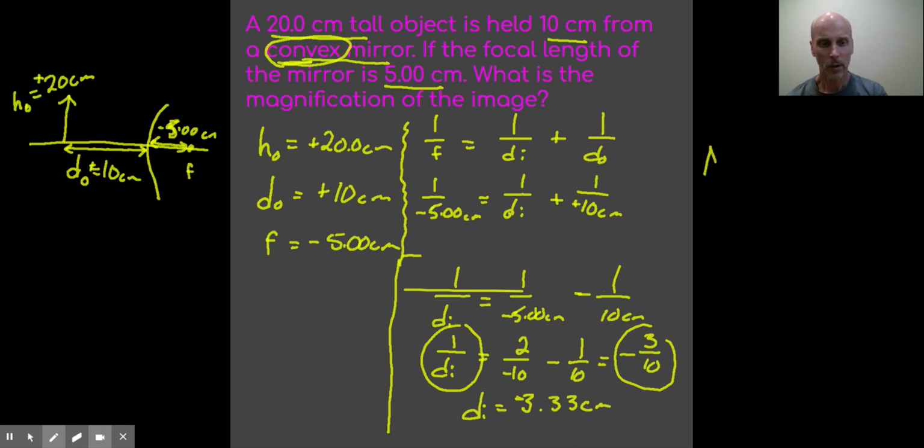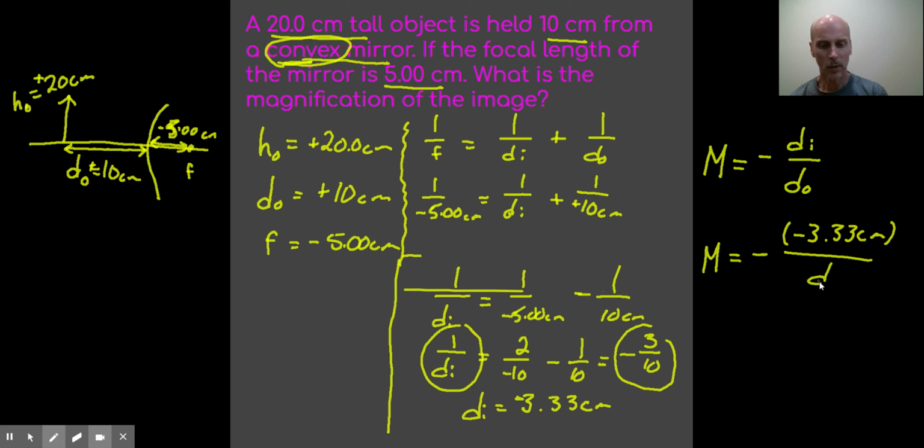The question really asks what's the magnification. So the magnification then is, we'll use this form of the equation, negative DI over DO. Don't drop the negative thinking, no, I can cancel it or anything like that. That negative is part of the equation. So when we're done, we have magnification is this negative sign, which is part of the equation. DI is also negative, so we put a negative sign there, 3.33 centimeters. And then we divide the whole thing by DO, which is 10 centimeters.